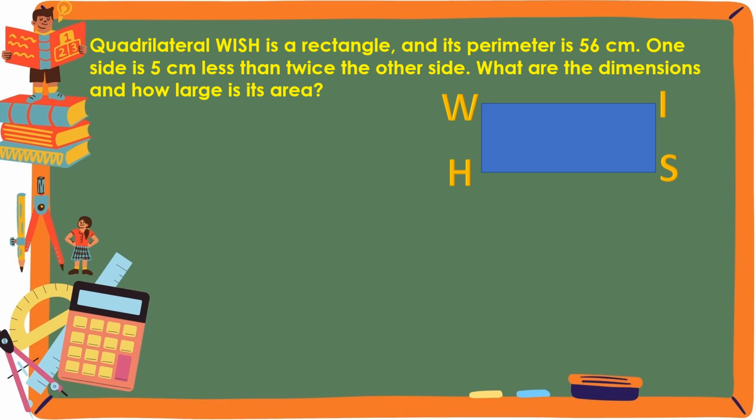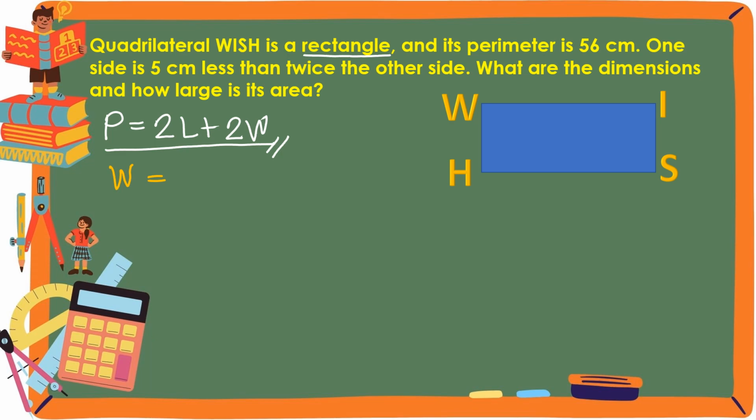So, formula for the perimeter ng ating rectangle. It's a rectangle. So, the formula for the perimeter of a rectangle is twice the length plus twice the width. Okay. Yan yung ating una. Pangalawa, titingnan natin is yung given. One side, so meron tayong length at width dito. Since it's less than, so sabihin natin na yun yung width.